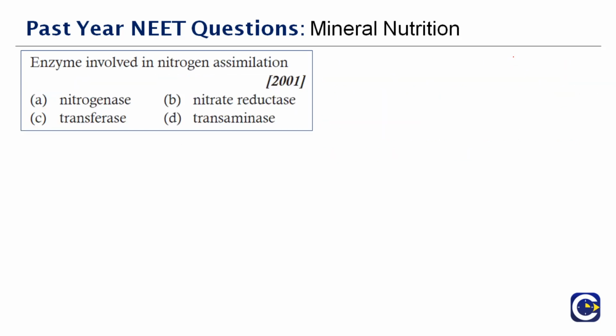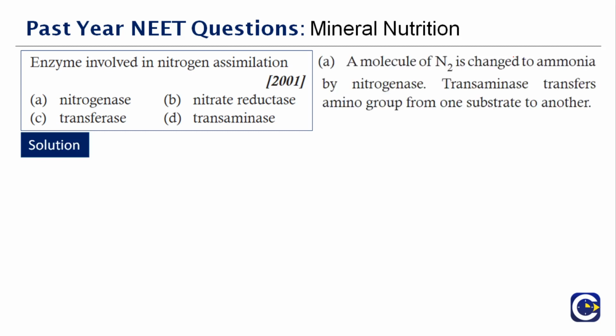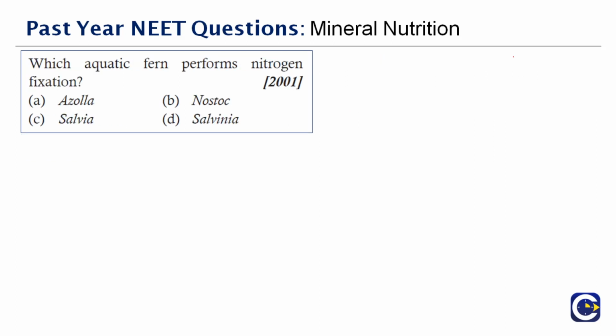Next question here. Enzyme involved in nitrogen assimilation, which was asked in the year 2001. Yeah, a very easy question this is. Option A is the answer. A molecule of nitrogen is changed into ammonia with the help of nitrogenase. If you take transaminase, it transfers an amino group from one substrate to another. Nitrate reductase and transferase are all a part of the nitrogen process. But the enzyme which is of main importance there is nitrogenase.